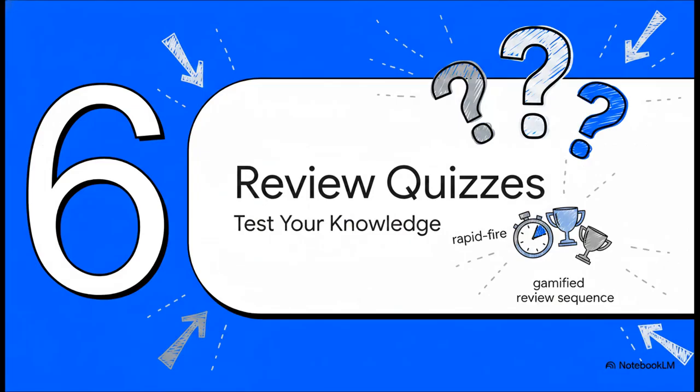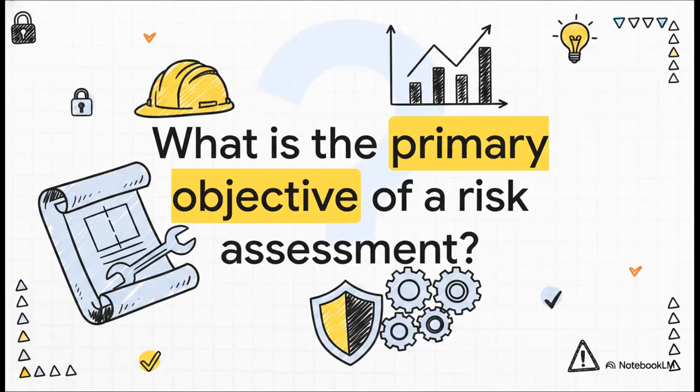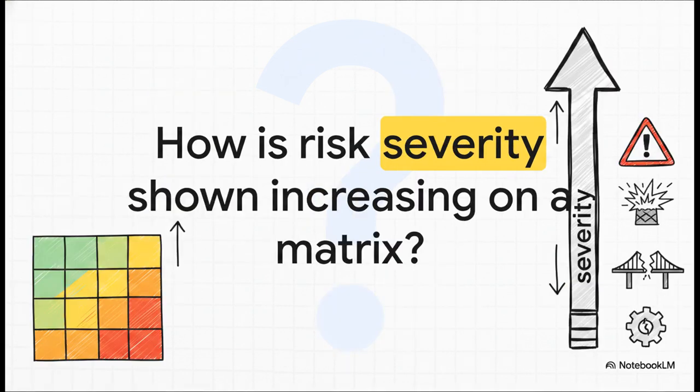Section 6. Subtopic Review Quizzes. Let's move to this final section and see how all of this builds together. It's time for a rapid-fire, gamified review sequence to really solidify everything you've learned today. I'm going to throw 3 questions your way. Question 1. Think back to the core purpose of all this paperwork and planning. What is the primary objective of doing a risk assessment for any engineering activity? Lock your answer in.